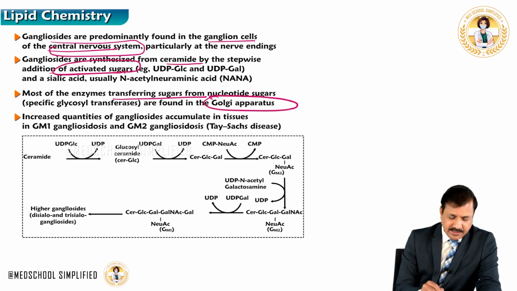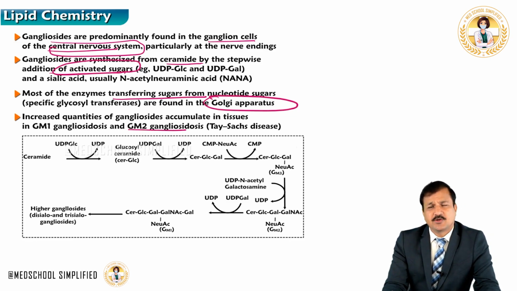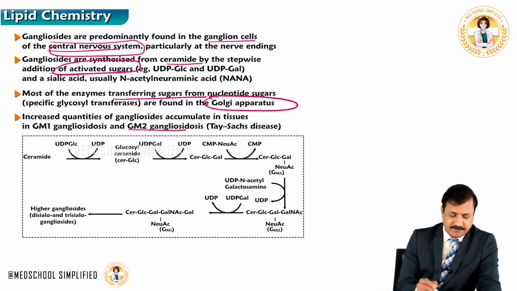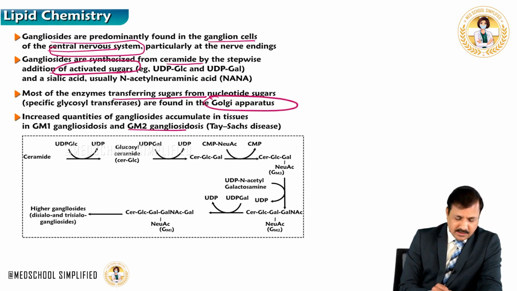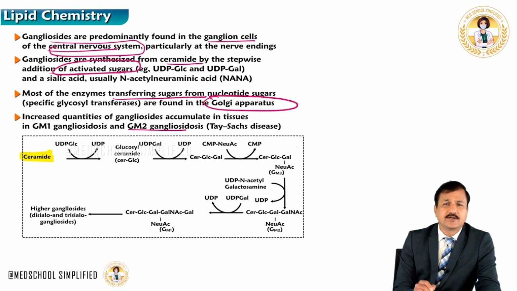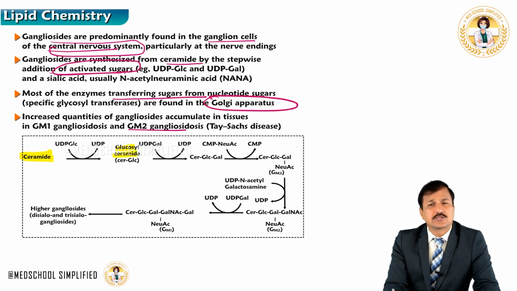Remember that. And increased quantities of gangliosides accumulate in tissues in GM1 gangliosidosis disorder and GM2 gangliosidosis. And GM2 gangliosidosis is also referred to as Tay-Sachs disease. So the figure here is showing you how a ganglioside is made. It starts from ceramide, UDP glucose gets into the reaction, only glucose is added, and UDP is released by specific glucosyl transferase. So we get glucosyl ceramide, which is called glucocerebroside. So we have made cerebroside there.